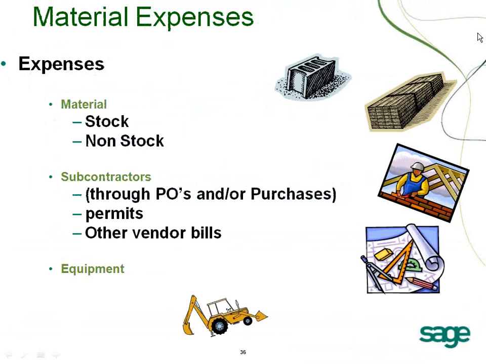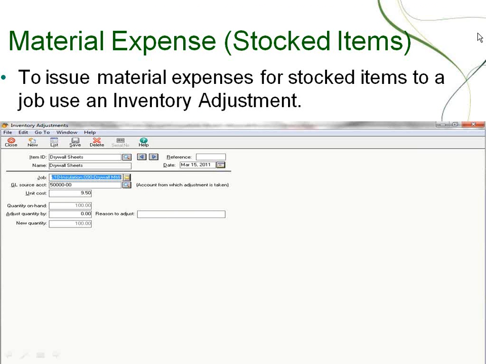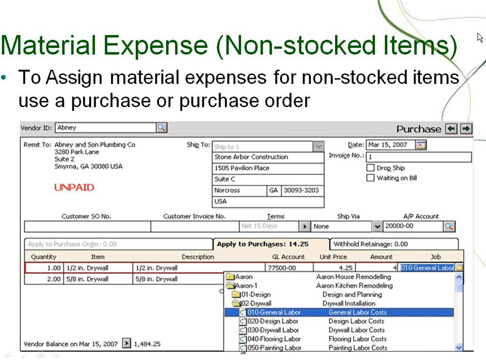What are material expenses? Well, they could be stock or non-stock items. They could be subcontractors. You could have purchase orders or purchases, and other types of vendor bills or equipment. If you want to use stocked items in Peachtree, you must issue them to a job to have the cost of those stocked items associated to the job.